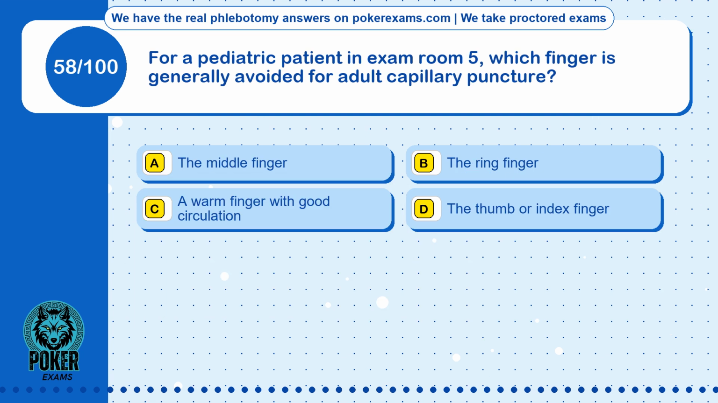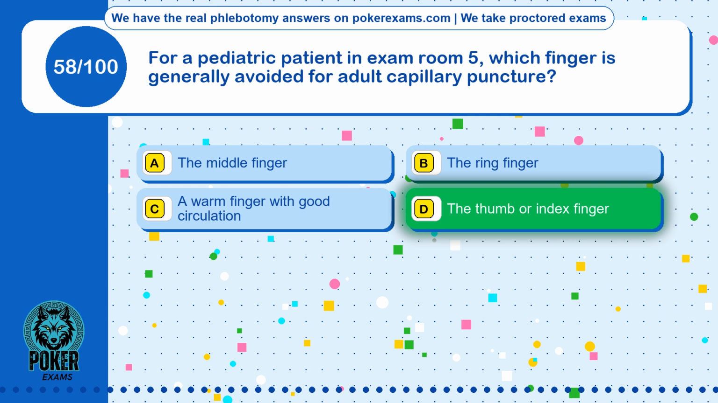Question 58. For a pediatric patient in exam room 5, which finger is generally avoided for adult capillary puncture? Option A. The middle finger. Option B. The ring finger. Option C. A warm finger with good circulation. Option D. The thumb or index finger.